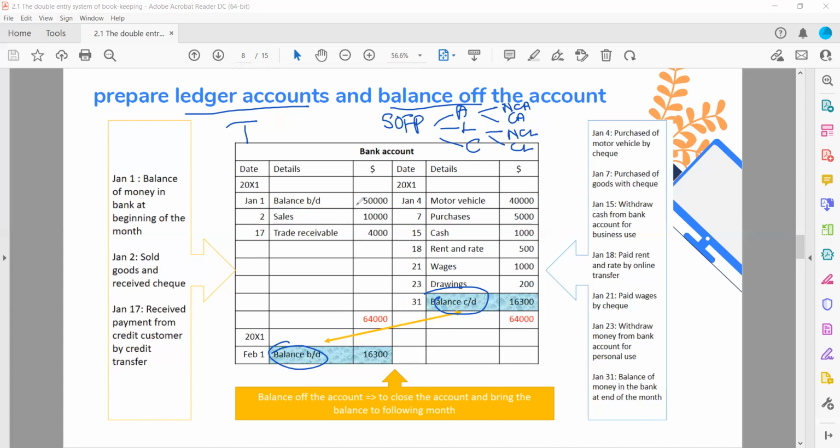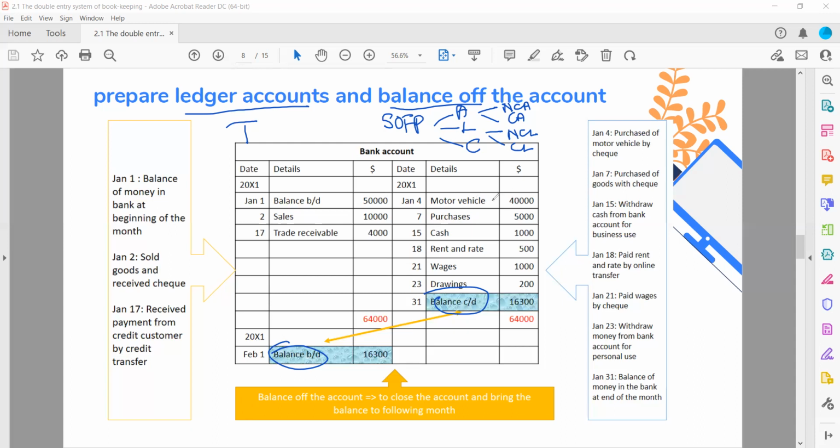On the second, in the detail column, we have sales, 10,000. What is the transaction for? Sold goods and received check. So this is the goods that we sold, sales. In here, we have 17, trade receivable, 4,000. So received payment from credit customer by credit transfer. Customer uses online banking, transfers money to us. So it goes through the bank account. So bank receives money, customer giving out the money.